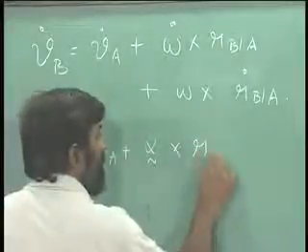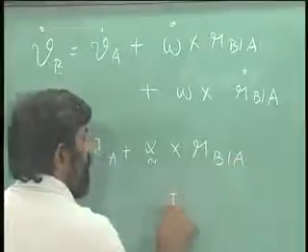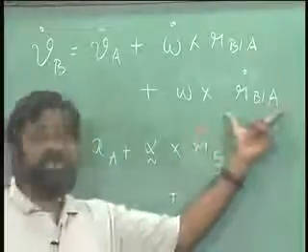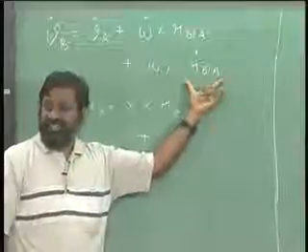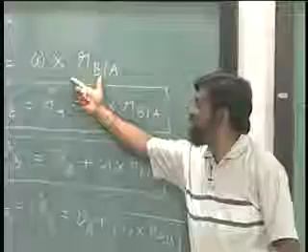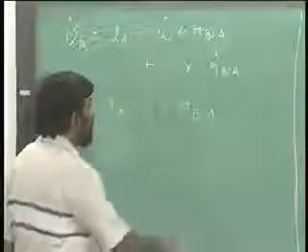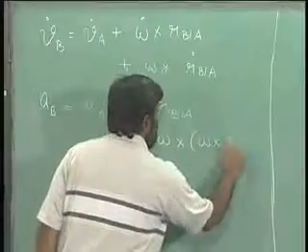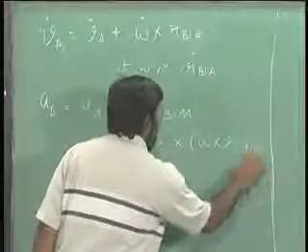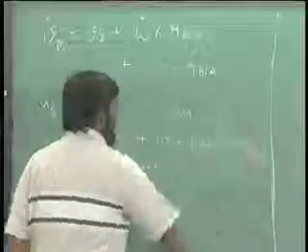acceleration of B can be written as acceleration of A plus, let me just denote that as alpha, angular acceleration, cross r B with respect to A plus, now you notice that this r dot B with respect to A is revisiting, and I know that is equal to omega cross r B with respect to A. So I can just substitute over here. So I will get omega cross r B with respect to A. That is it.